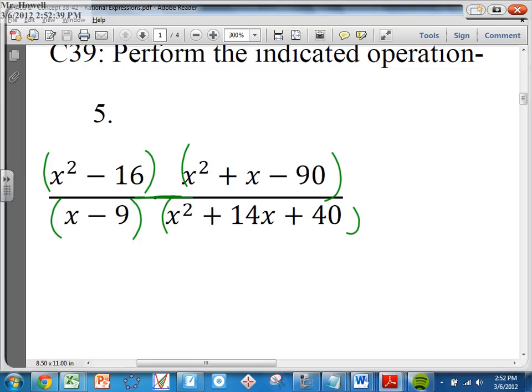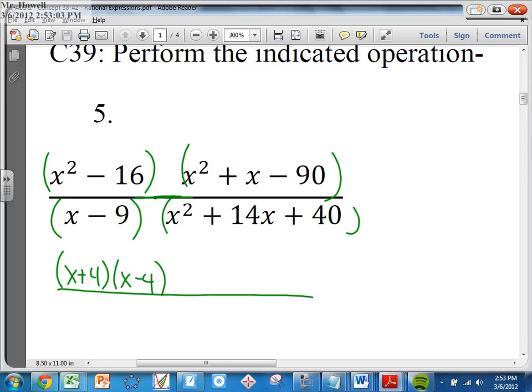So if you see multiplication as a problem, think about concept 38. It's just simplifying. That's all it is. Division, you just have to remember to flip the right fraction because you're multiplying by the reciprocal. But for multiplication, think of it like this, please. This is number 5 here. What does x squared minus 16 factor into? X plus 4, x minus 4. Good.